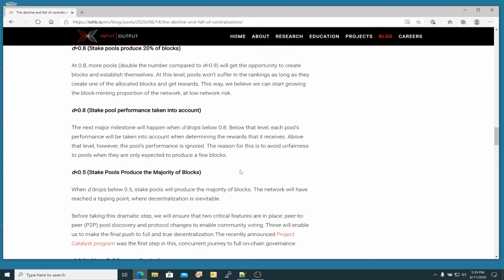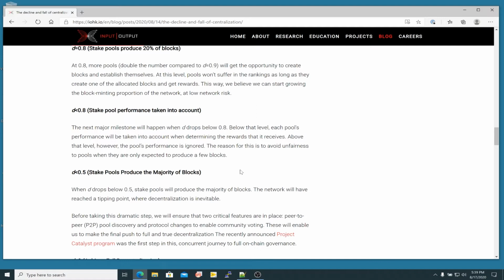Now, don't be fooled into thinking that D is going to march down to 0 very quickly and that each epoch they're going to drop it down by 0.1. No, that's not the case. They're going quickly down to D equals 0.8, again, to give as many pools as possible an opportunity to produce a block and get established on the blockchain. After they get to 0.8, then things are going to slow down.